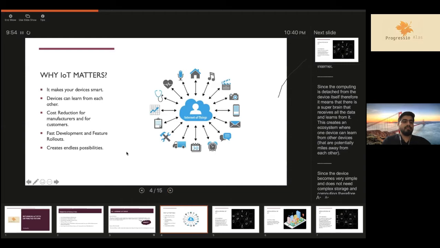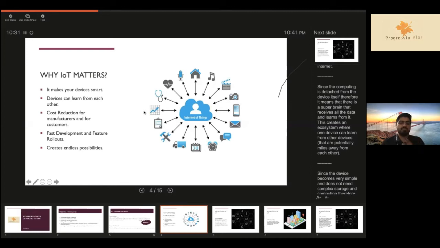And when we interconnect devices, those devices can learn from each other. Since the computing is detached from the device itself, there is a super brain that is receiving all the data and learning from it. This creates an ecosystem where one device can learn from another device, which can be potentially miles or even geographically away from each other.